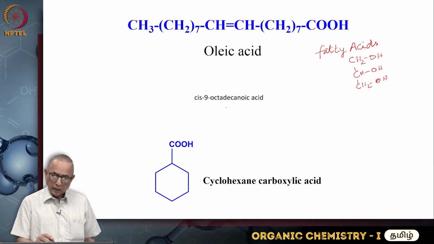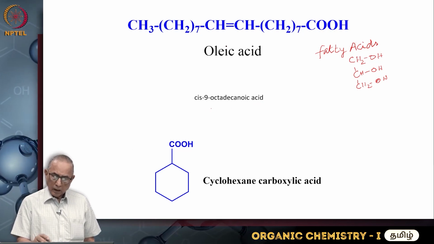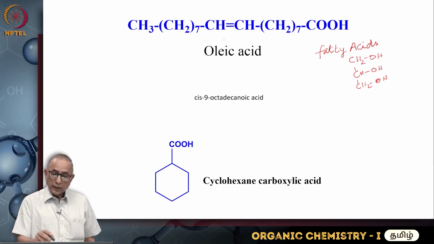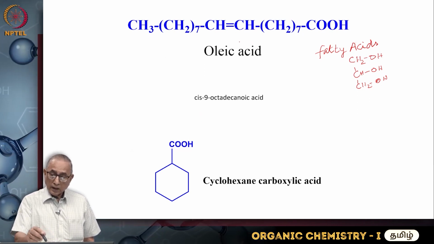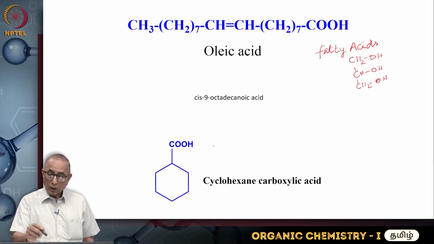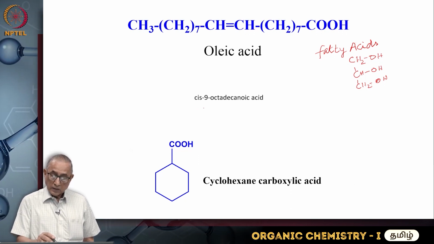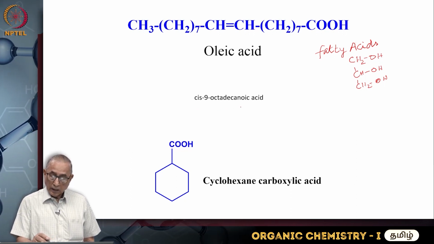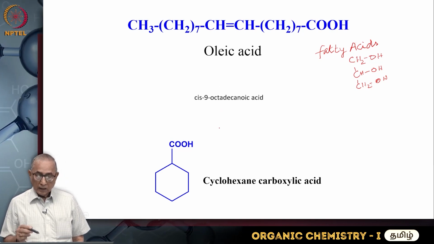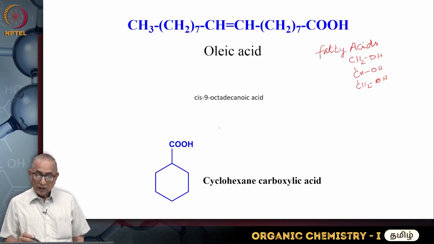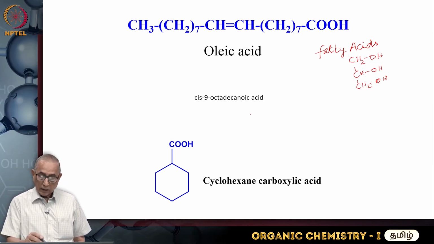This is the IUPAC name. The double bond is usually a cis double bond. Hydrogen and hydrogen are on the same side. The 2 alkyl groups are on the same side. This is cis-9-octadecenoic acid. Octadecanoic, the octa is 8, decan is 10, so it is 18 carbon atoms, called octadecanoic acid.